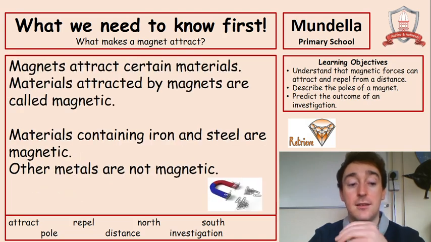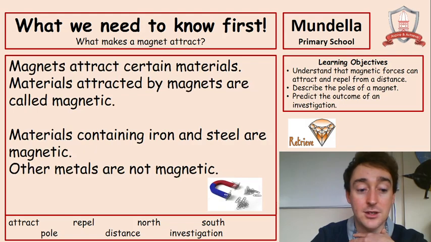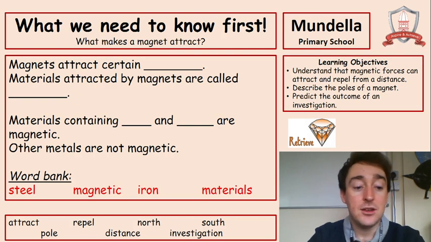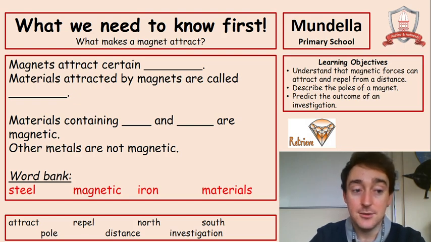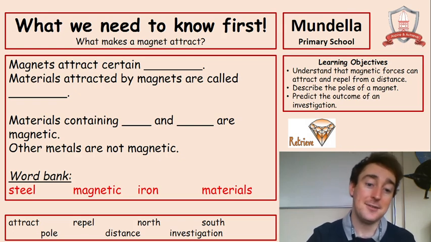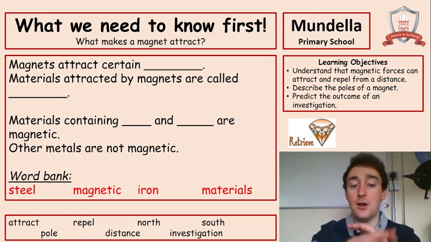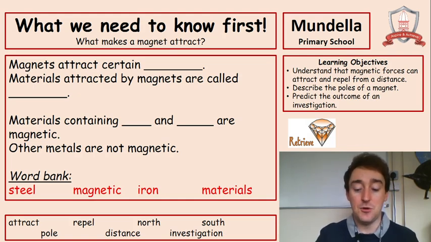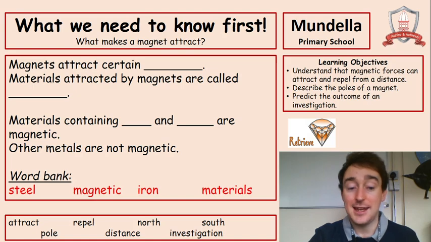There we go. This is where we got our information. So we had magnets attract certain materials. Materials attracted by magnets are called magnetic, and materials containing steel and iron, or iron and steel, are magnetic. Other metals are not magnetic. Okay, well done if you got those. If not, just make any changes you need to.